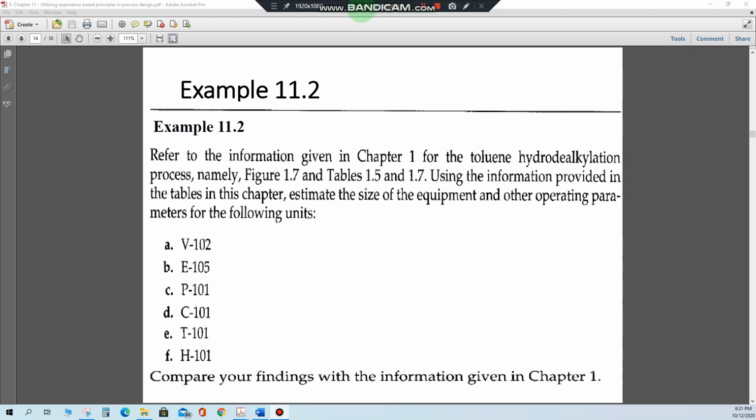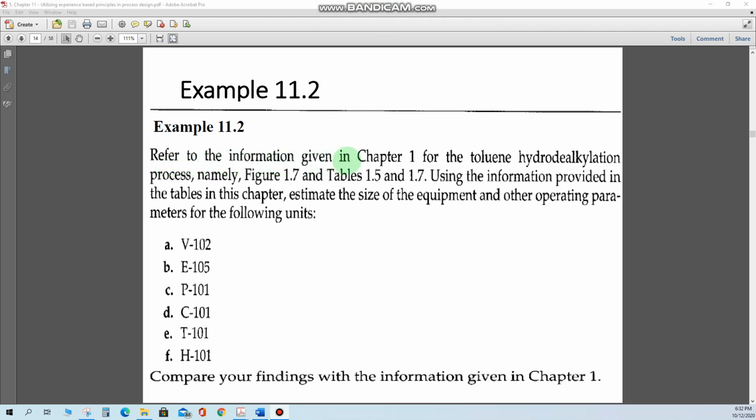Assalamu alaikum everyone. Today we have to start this example 11.2, and in this example we will actually see how we can use some of the heuristics to calculate the unknown parameters, or how we can use some of the heuristics to calculate the size of the equipment. Okay, so let us see what we have in this example.